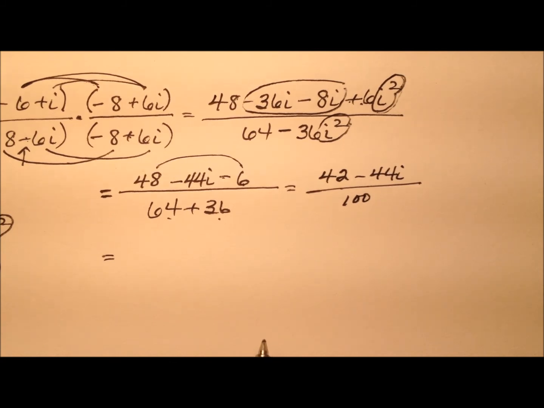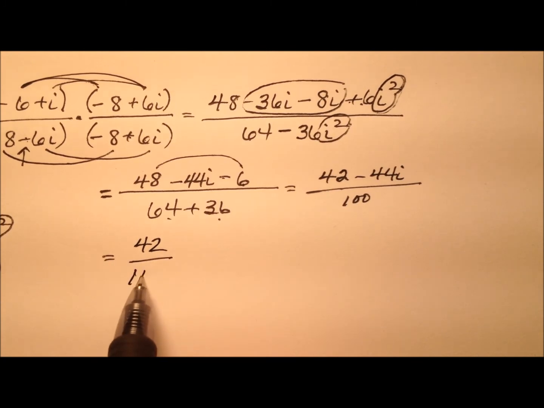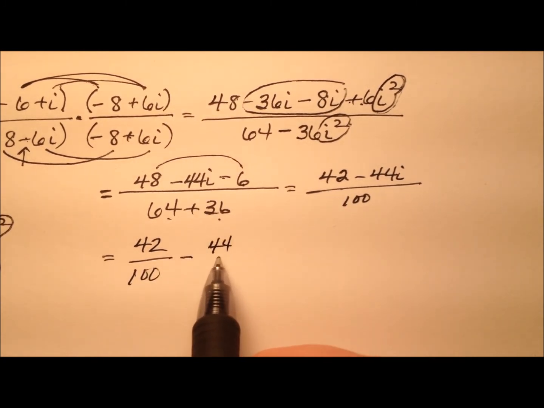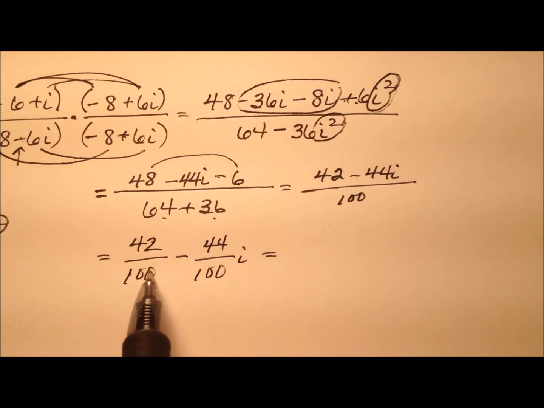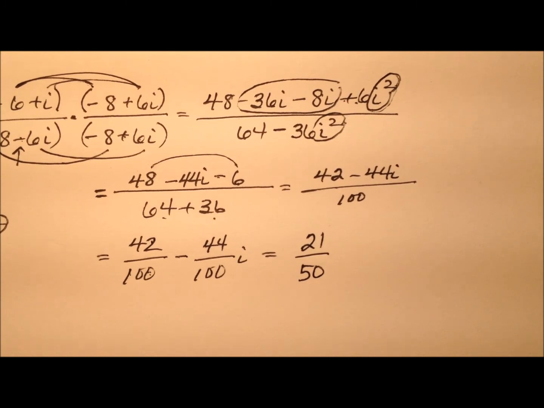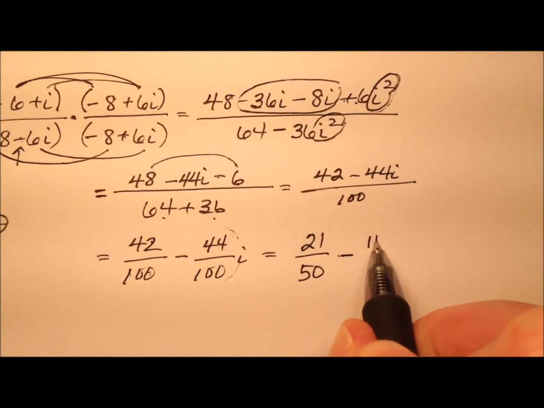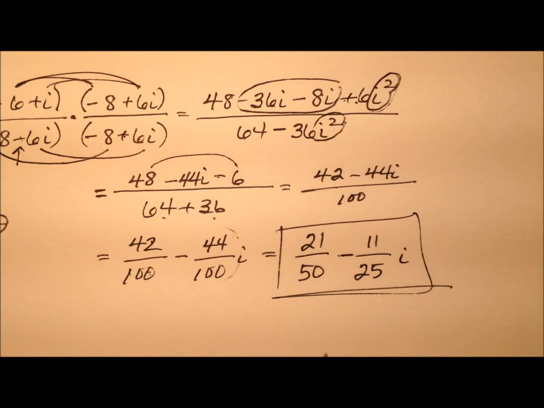So we need to write this in a plus bi form, so we need to separate these out. So it'll be 42 over 100 minus 44 over 100 i. But of course they're fractions, so we need to simplify. Looks like I can take a 2 out of both of these. So 21 over 50. And then for the imaginary term here, it looks like I can take a 4 out. So minus 11 over 25i. And I'm going to make sure I write this in a plus bi form, so the i needs to kind of come along on the end.